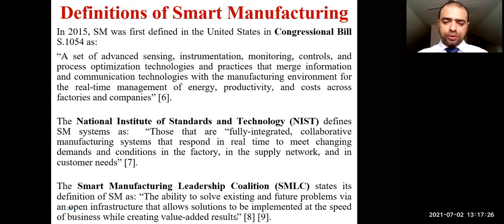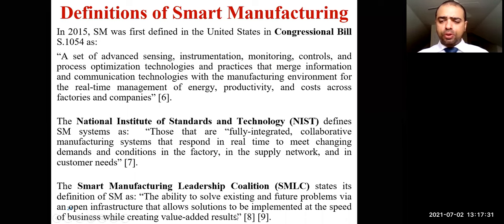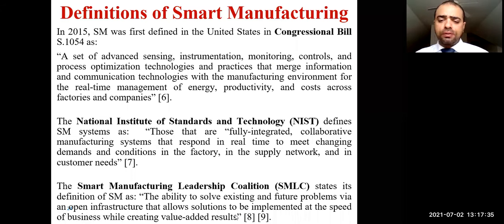Another definition is the one that you see here, by the Smart Manufacturing Leadership Coalition. It defines smart manufacturing as the ability to solve existing and future problems via an open infrastructure that allows solutions to be implemented at the speed of business while creating value-added results.